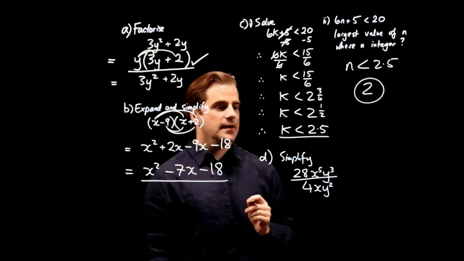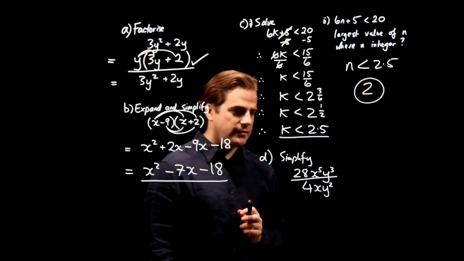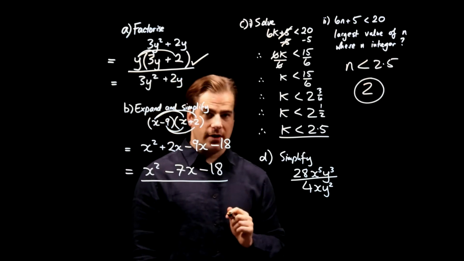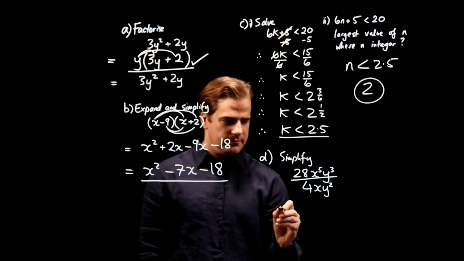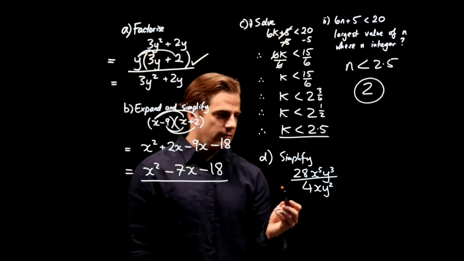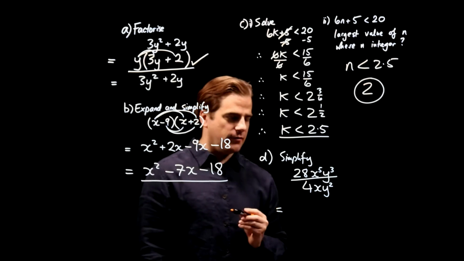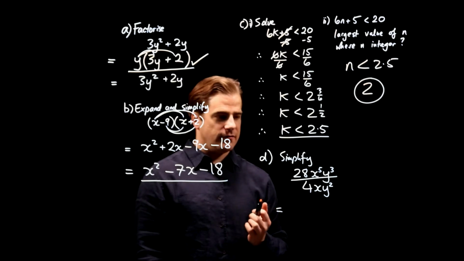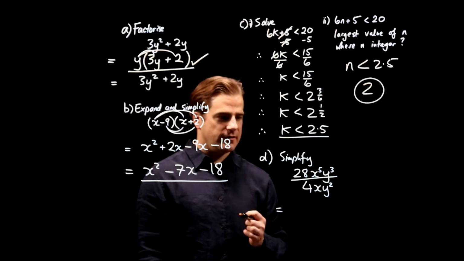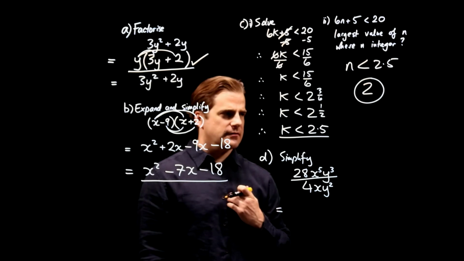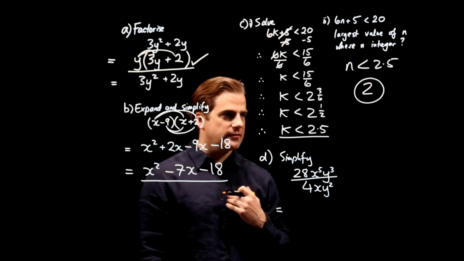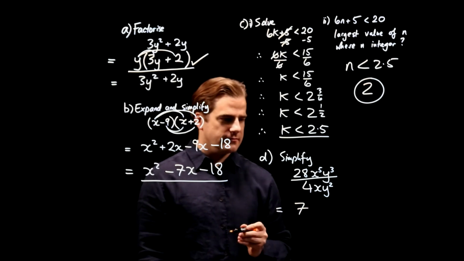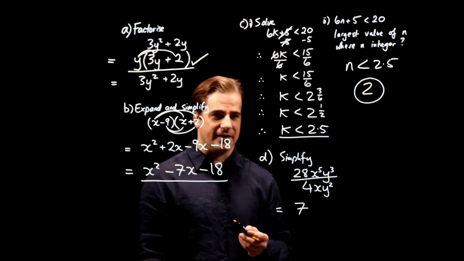Okay. And finally, simplify 28x to the 5 y cubed over 4xy squared. No problem. So, 28 divided by 4. Well, 4 times 6 is 24. 4 sevens are 28. God, I need to practice my times tables. So it's 7. Yeah, 4 sevens is 28.